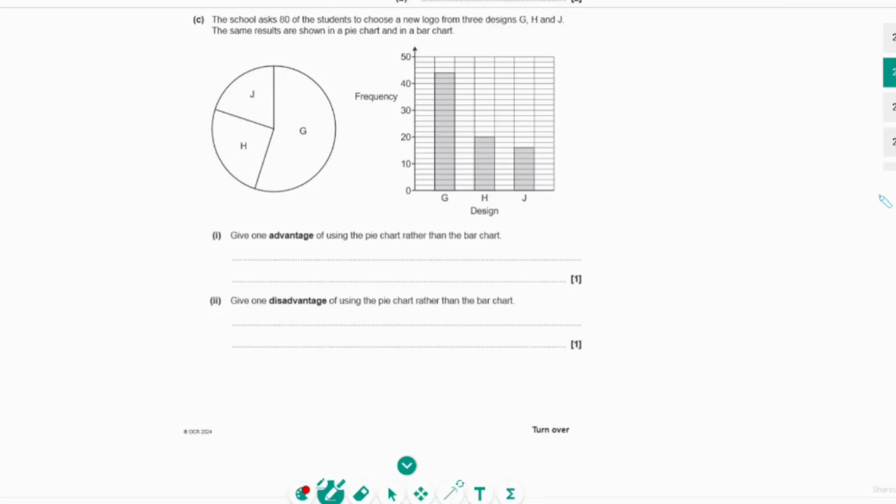School asks 80 of the students to choose a new logo from 3 designs, G, H and J. The same results are shown in the pie chart and in a bar chart. Give one advantage of using the pie chart rather than the bar chart. You can easily see the proportions from a pie chart. Give one disadvantage using the pie chart rather than the bar chart, where you can't easily see the frequencies from the pie chart.